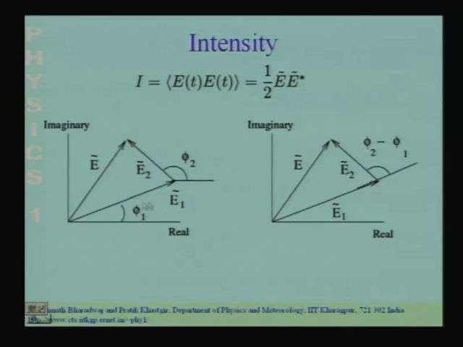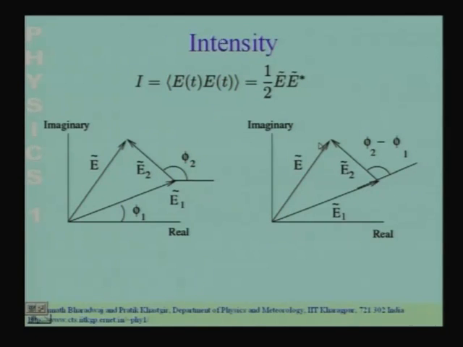Now, let us go back and look at this picture where we have added the phasors E1 and E2 to obtain the phasor E. This is a vector sum of the two vectors in 2 dimensions, E1 and E2. So, the vector E is the sum of E1 plus E2. To find the intensity, I have to square this.